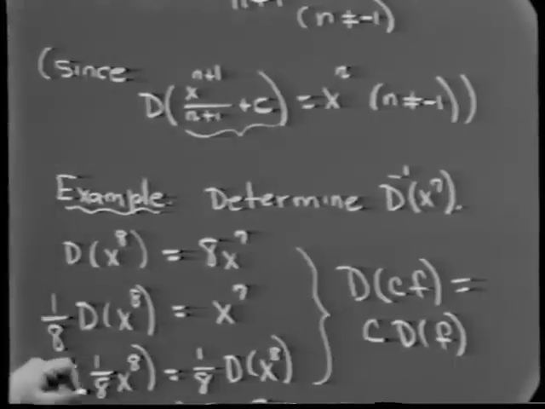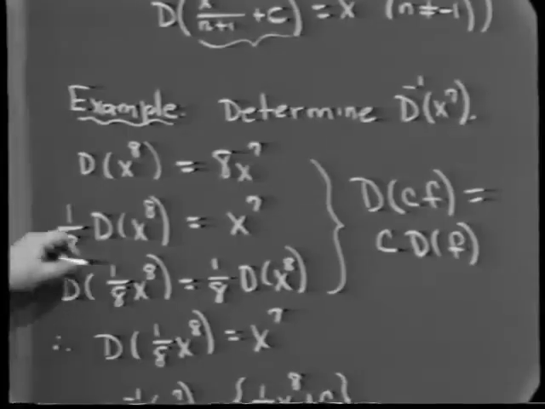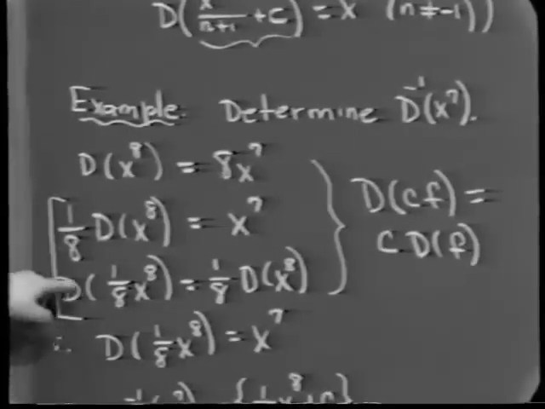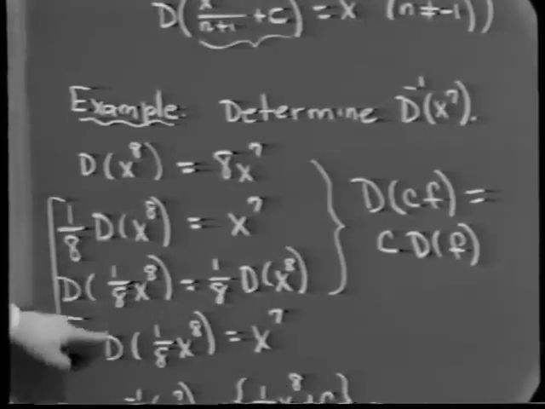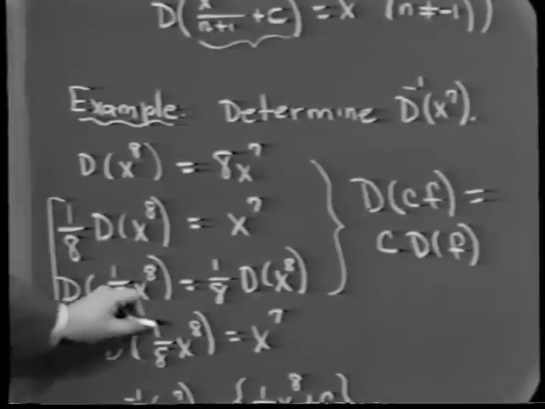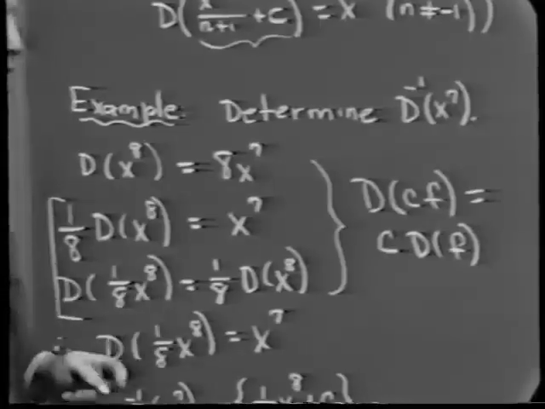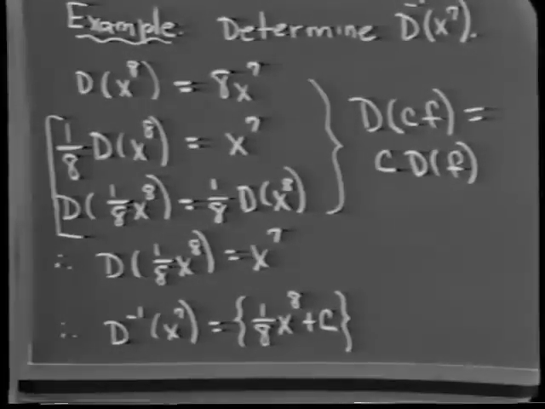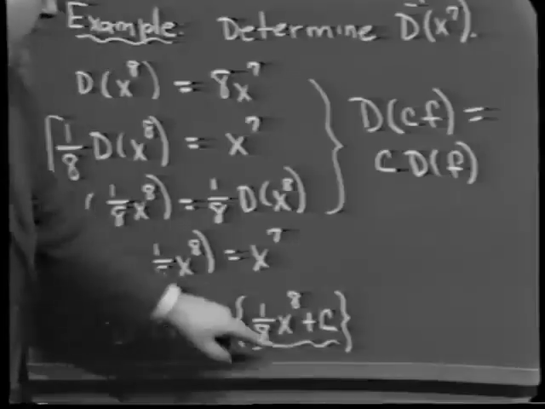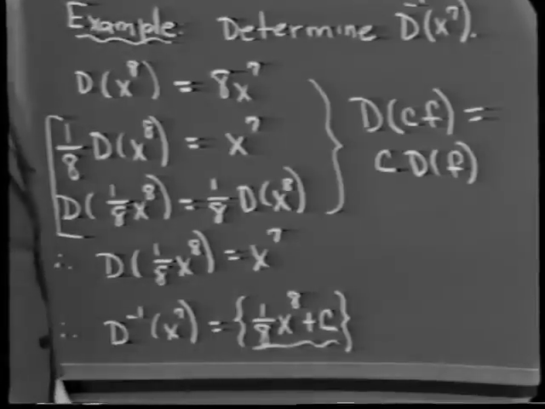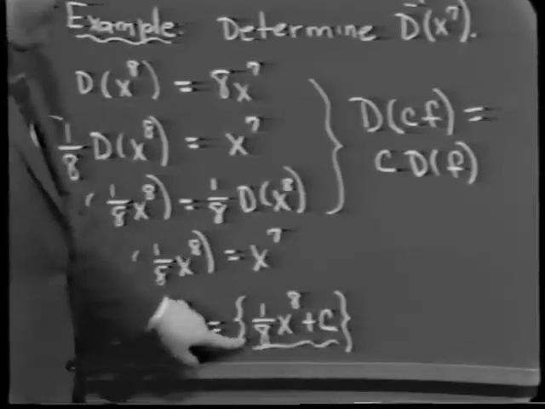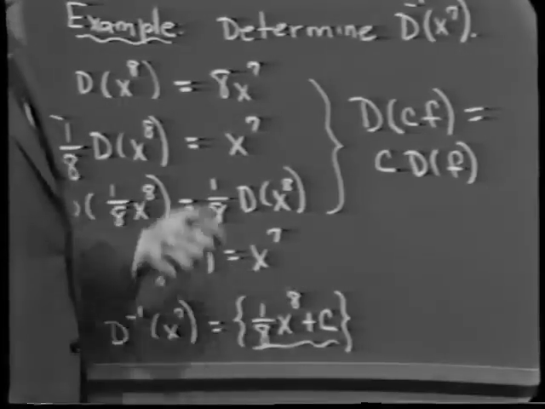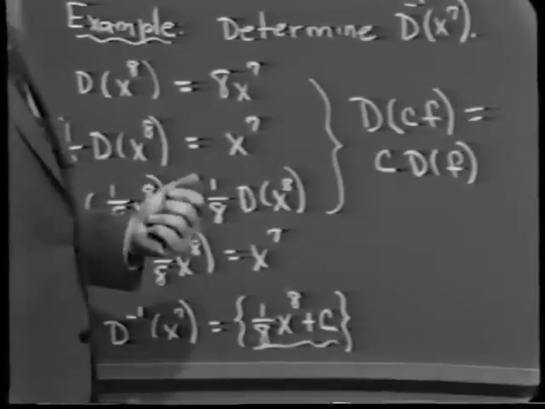And you see, with that in mind, I can bring this 1/8 inside. This is the key step. That 1/8 times the derivative of x to the 8th is a derivative of 1/8 x to the 8th. That's this key step over here. And now, putting all this together, I find that the derivative of 1/8 x to the 8th is x to the 7th. And therefore, since I've found one function whose derivative is x to the 7th, I have, in a sense, found them all, namely 1/8 x to the 8th plus c. In other words, that's what I call the equivalence class of 1/8 x to the 8th, all the functions that differ from 1/8 x to the 8th by a constant.